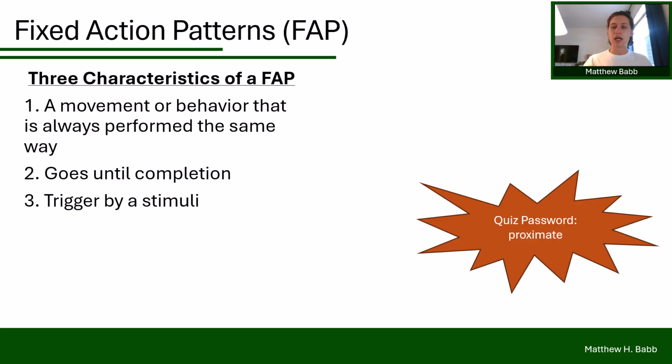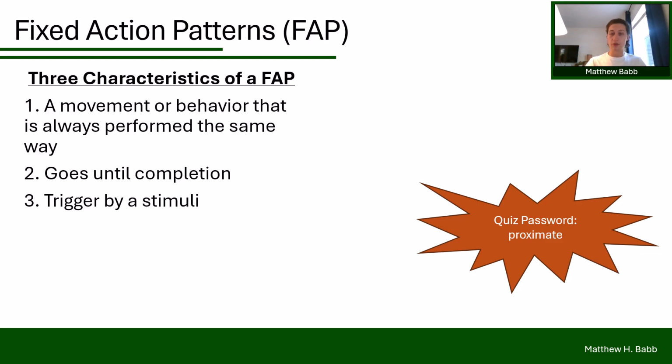And this brings up what we're going to call fixed action patterns. Fixed action patterns are a really, really important part of animal behavior. And so I really want you guys to understand this. Fixed action patterns are behaviors that have three characteristics. If a behavior does not have one of these characteristics, then it is not a fixed action pattern. And so you definitely need to be able to discriminate between fixed action patterns and not fixed action patterns.